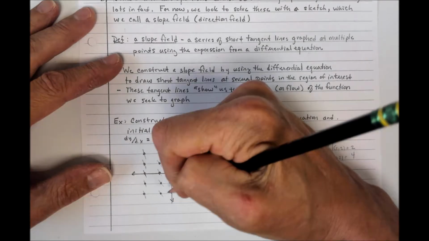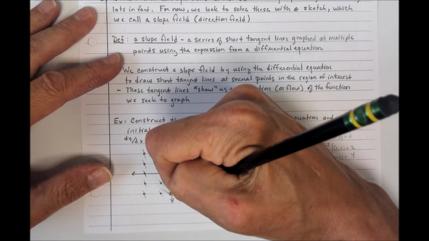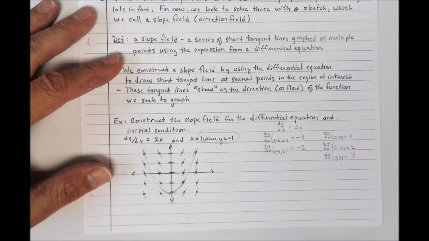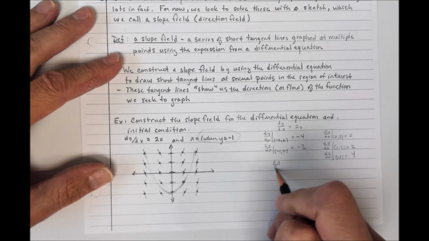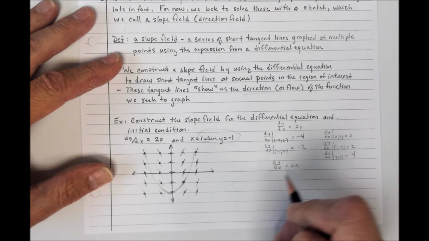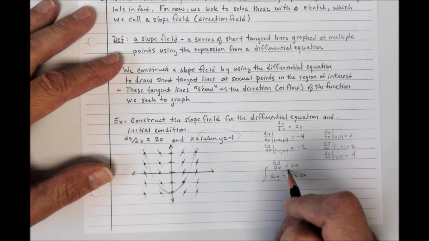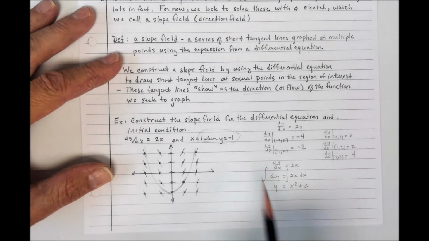And then it looks like it's going to go up and to the left, not real steep at first, but then it's getting steeper and steeper and steeper. And it looks like I have a parabola here. Let's see. dy/dx equals 2x. So dy equals 2x dx. So that means if I integrate both sides, I get y equals x squared plus c. I have the point 1, negative 1.